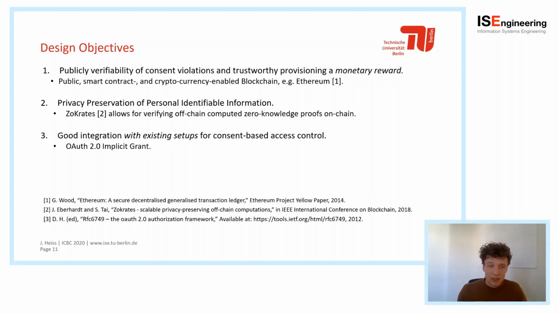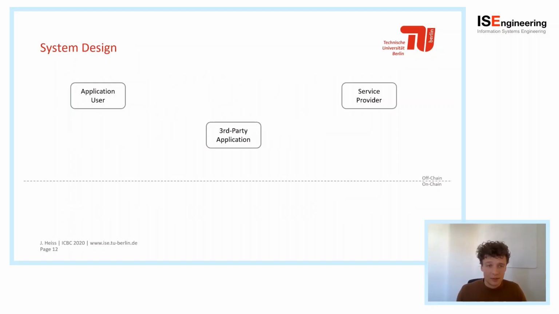Our third objective is to provide good integration with existing setups for consent-based access control. And therefore, we design our system with OAuth 2.0 implicit grant in mind, which is a prominent protocol that is typically used to implement consent-based access control. Now let's dive into our system design.